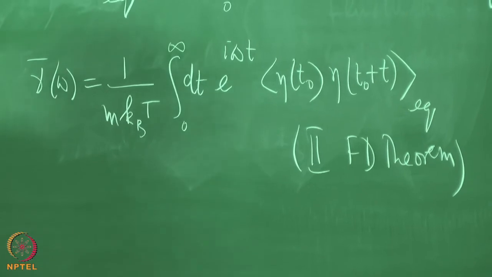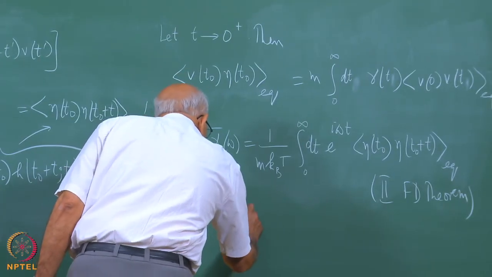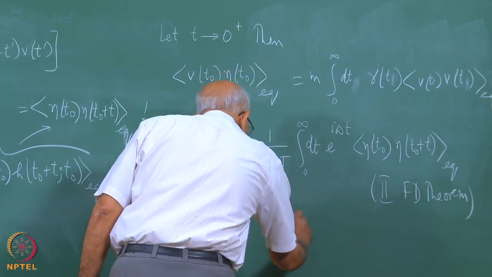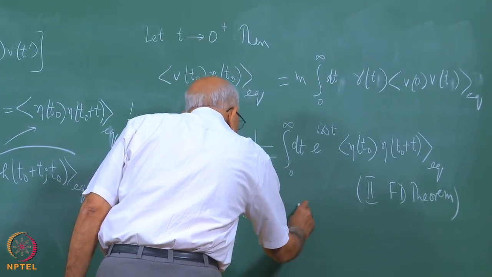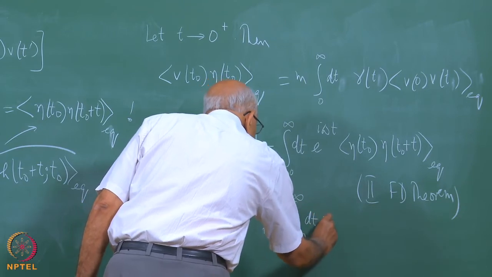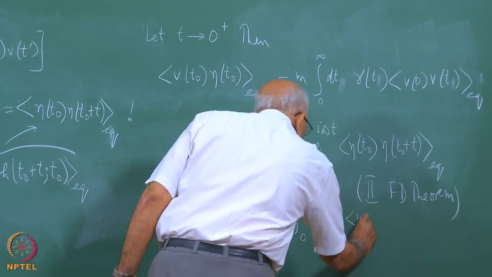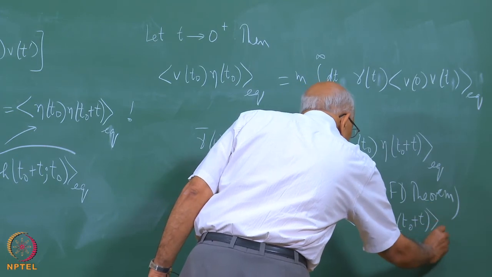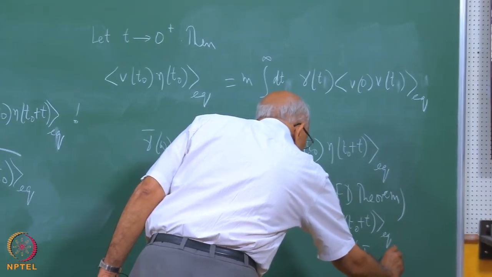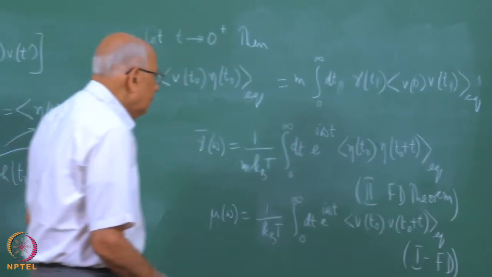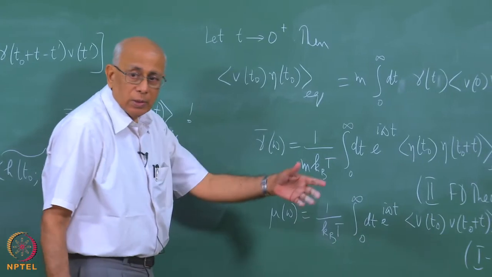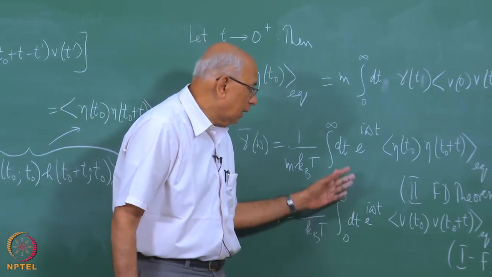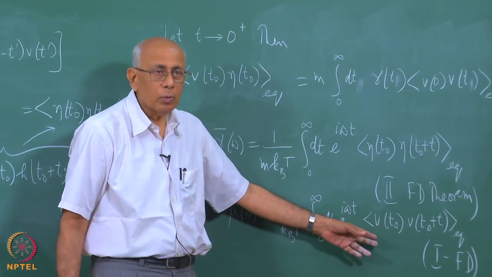Just for comparison, let's write the first one down. The first one was mu of omega equal to 1 over kT, integral 0 to infinity dt e^{i omega t}, the output process, v of t0 plus t. So the dynamic mobility, which measures the response of the system to an external force in linear response theory, is this one-sided Fourier transform of this correlator, the output process.